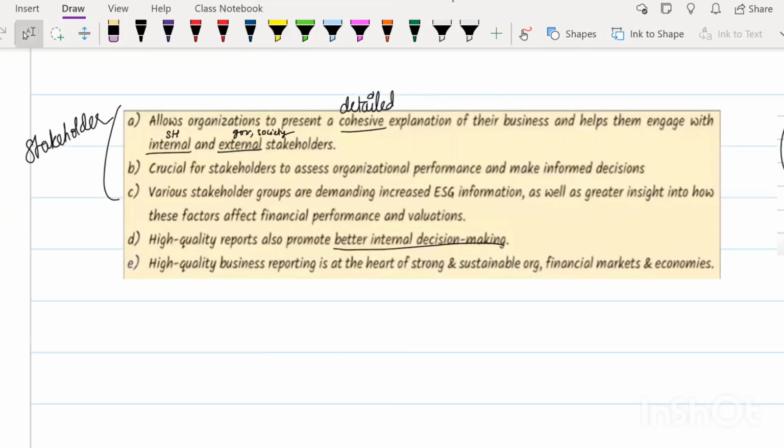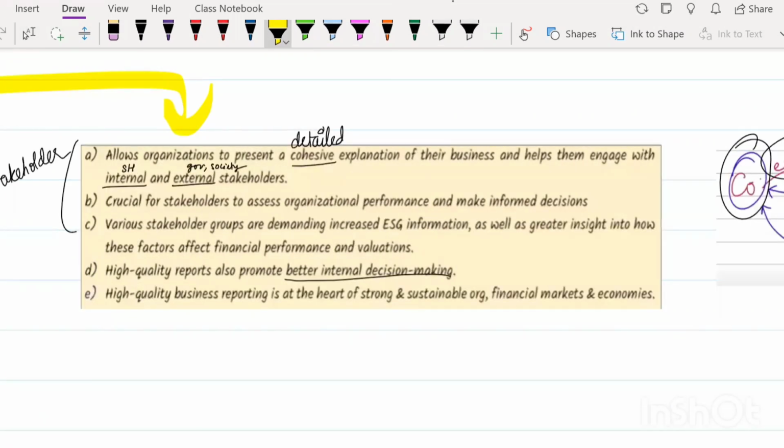So here what we are going to study is, why is business reporting important? It allows the organization to present a cohesive explanation, that means a detailed explanation of their business, and helps them engage with the external and internal stakeholders. Using these reports, organizations can give a detailed explanation of what their business is, how it is working, and how well it can do in the future. That way the companies are interacting with the internal and external stakeholders.